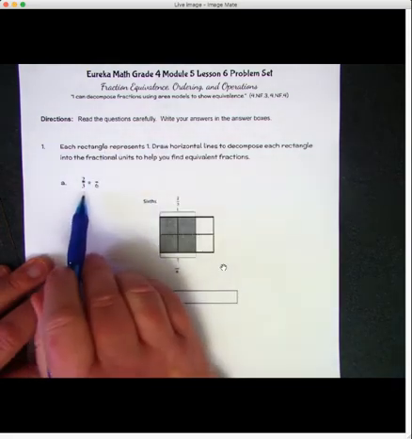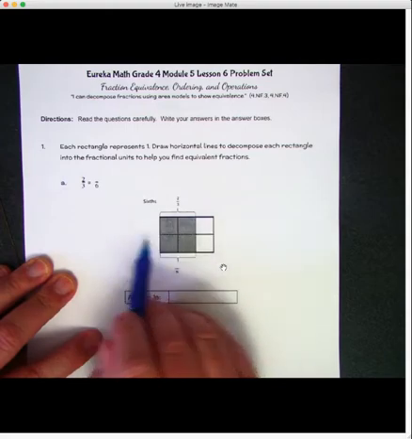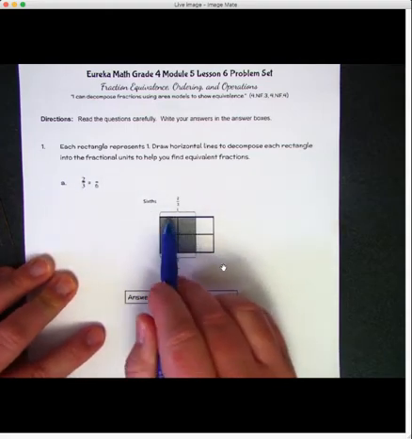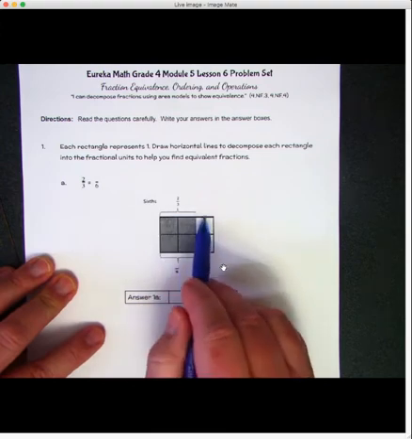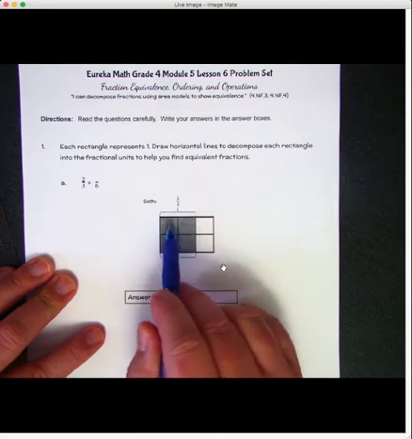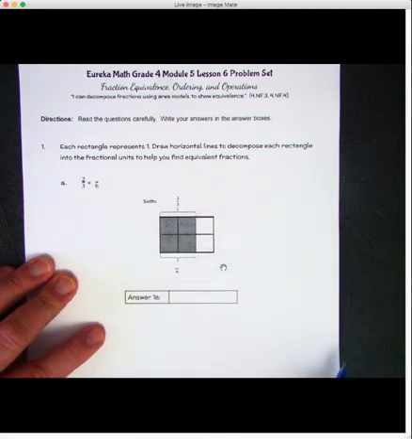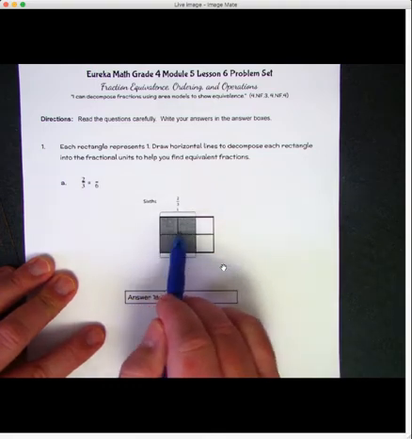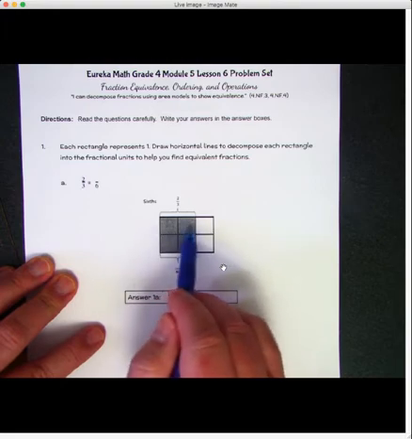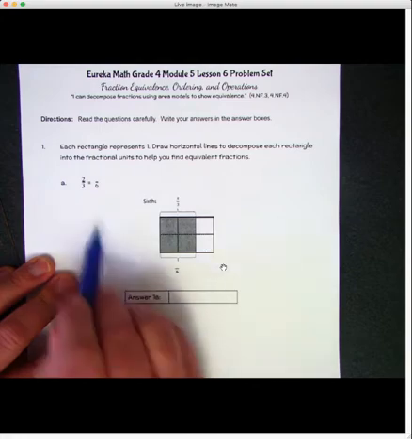So this whole rectangle is divided into thirds. So these lines right here and here. Here's 1/3, here's another third, here's another third. And we have shaded in 2/3. Now, if we drew a line across the middle, we would split this rectangle into not thirds, but 1, 2, 3, 4, 5, 6.